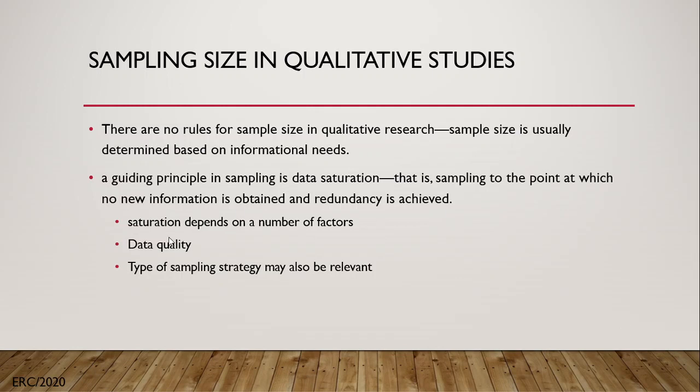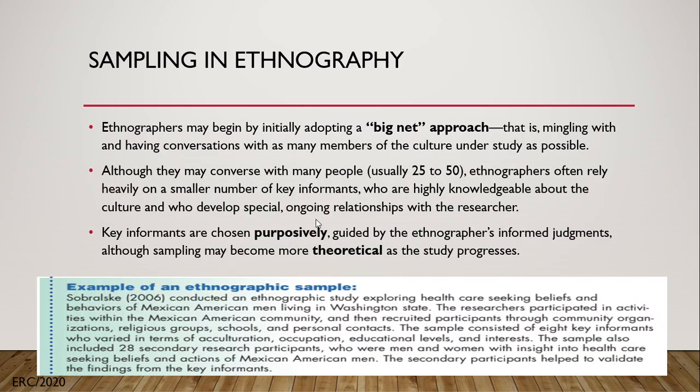Okay, next, the type of sampling strategy may be relevant. For example, a larger sample is likely to be needed with maximum variation sampling than with typical case sampling. Okay, let's move on with sampling in ethnography. Okay, ethnographers may begin by initially adopting a big net approach.